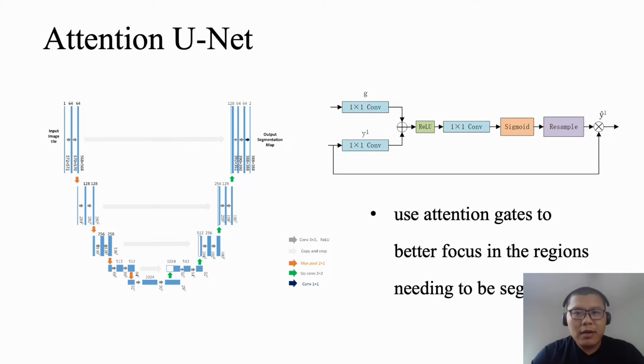Some variants of the classic U-net include the attention U-net and some others. The attention U-net first applied the soft attention technique to a medical image task by using the proposed attention gate. As shown here, you can see the details of the attention gate. It fuses the low-level and high-level information by using ReLU, a one-by-one convolution operation, and sigmoid, to focus better on the regions that need to be segmented while limiting the irrelevant background regions.